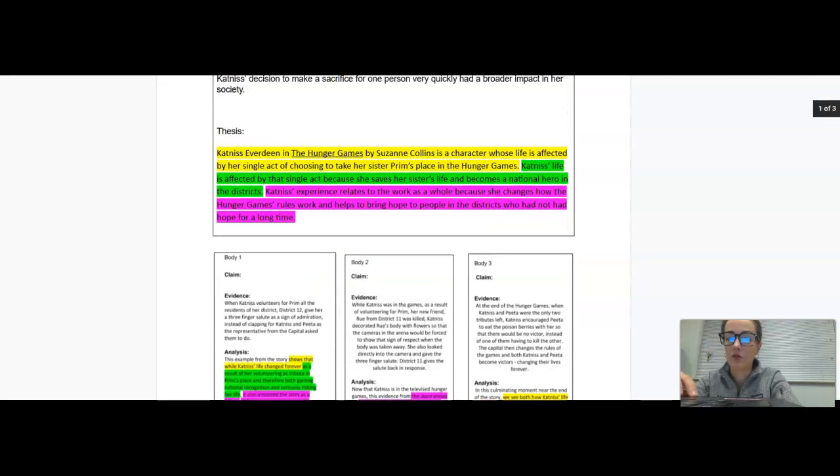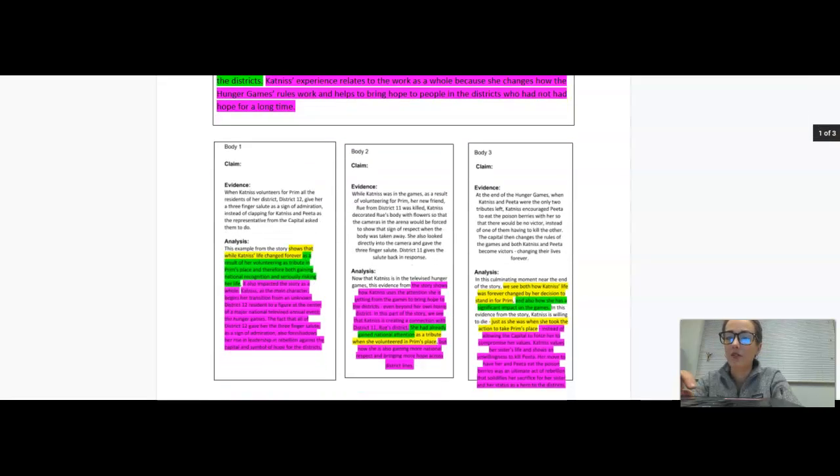Now let's go down to the body paragraphs. And again, I need to make a claim or a topic sentence that connects my analysis and my explanation and the evidence to the thesis as a whole. So my evidence for body paragraph 1 is that when Katniss volunteers for Prim, all the residents of her district give her the 3-finger salute as a sign of admiration instead of clapping for Katniss and Peeta as the representative from the Capitol asked them to.